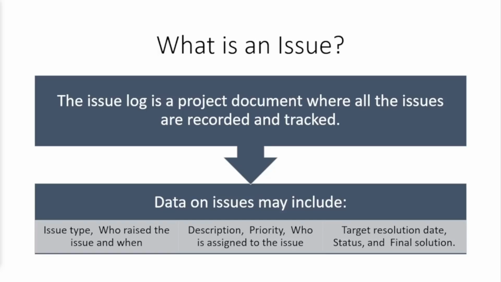The issue log is a project document where all the issues are recorded and tracked. The issues could be tracked using the issue type, who raised the issue and when, the description of the issue, the priority, who is assigned the issue, and a target resolution date. And of course, a final solution. We also track status all throughout.